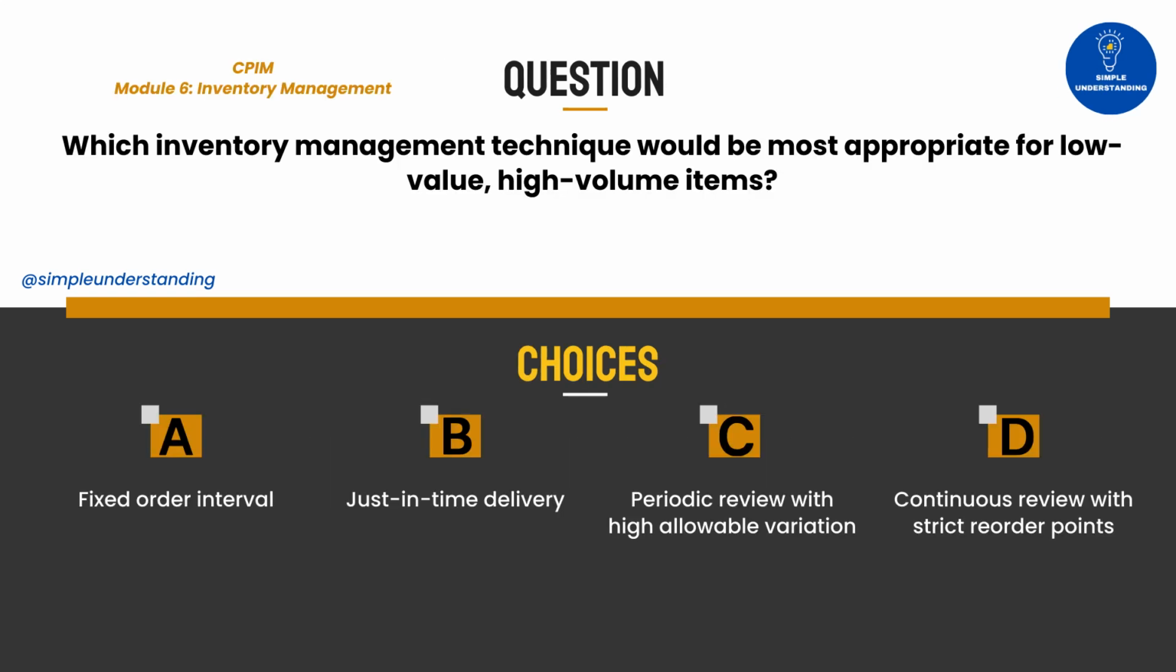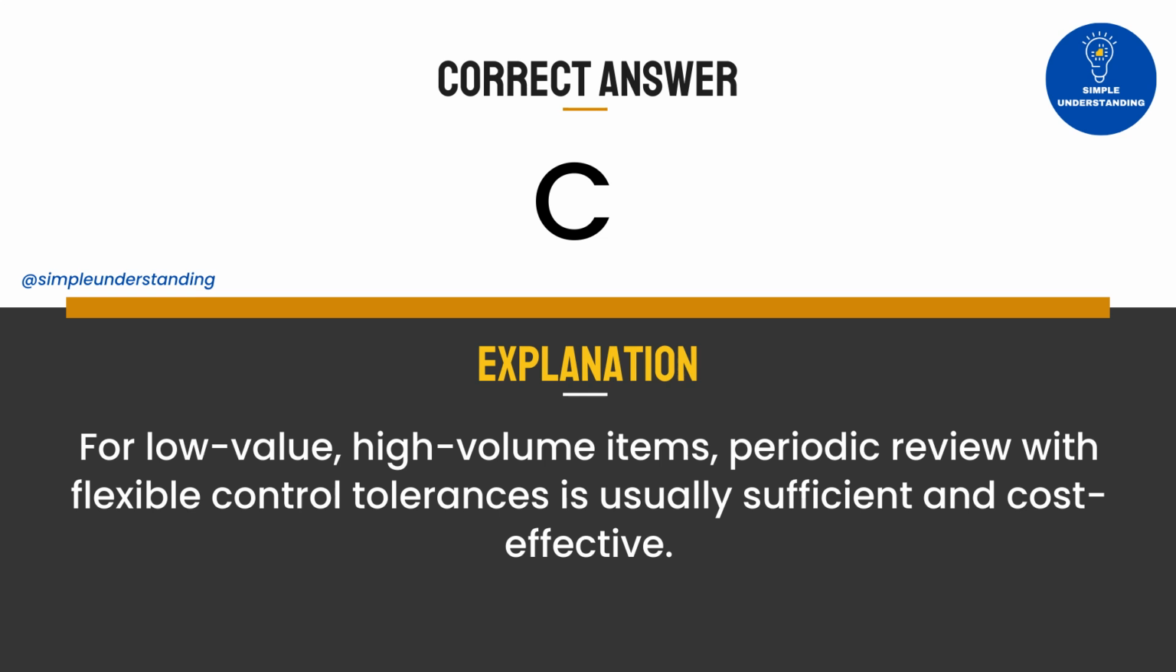Question 7. Which inventory management technique would be most appropriate for low-value, high-volume items? A. Fixed order interval. B. Just-in-time delivery. C. Periodic review with high allowable variation. D. Continuous review with strict reorder points. Correct answer: C. Explanation: For low-value, high-volume items, periodic review with flexible control tolerances is usually sufficient and cost-effective.